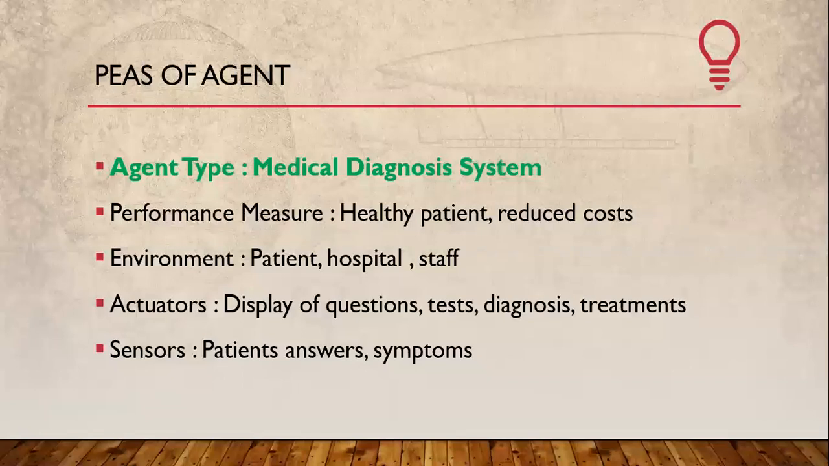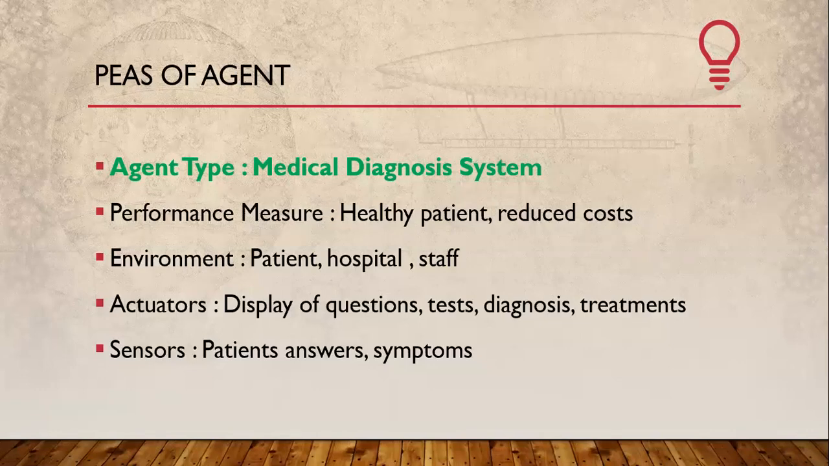Okay, so maybe after a continuous set of interactions, it should happen that the patient should be healthy, the patient should feel much better than what the patient was feeling before. Okay, there should be reduced cost. A reduced cost in the sense, let's say, the whole process of the diagnosis should be cost effective for the patient. So that is the performance measure.